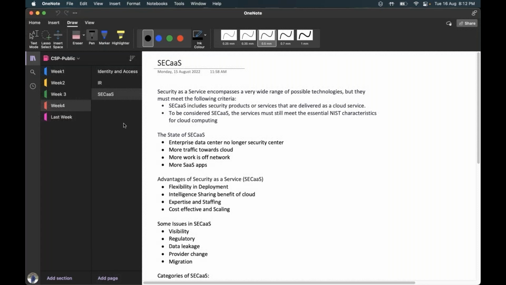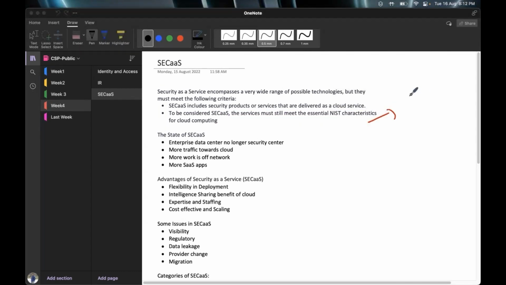Like this one here. So security as a service must include security products or services that are delivered as a cloud service. And to be considered security as a service, it must still meet the essential NIST characteristics for cloud computing. And what were those characteristics? Five characteristics, if you remember.